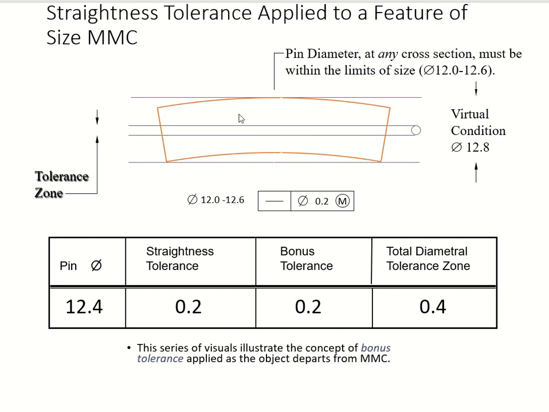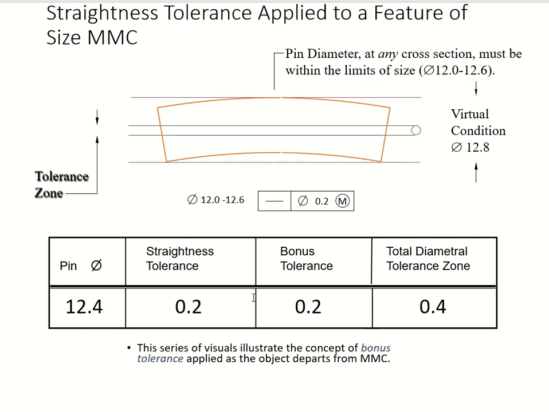Okay, now we move away. We move away. Tolerance zone still there. Your virtual condition, yes, 12.8 at max. So in here we've got a 0.2 bonus tolerance added to our regular one, and you will get a total 0.4 for this case. We move away from 12.6 to 12.4, so that's 2 units away.